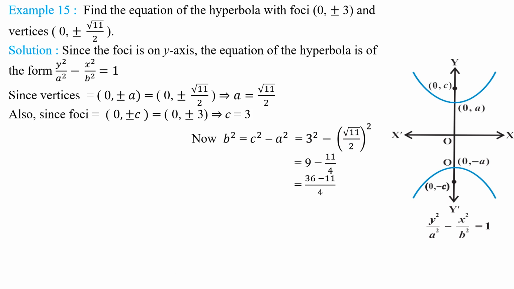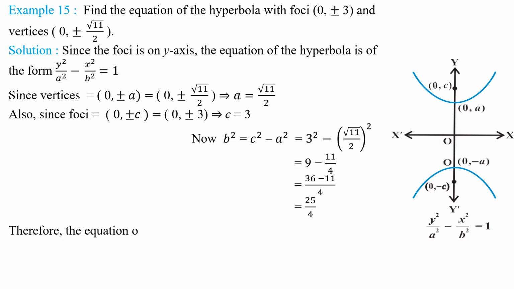That is equal to 36 minus 11 by 4, by taking the LCM of the denominators. The numerator is 4 9s are 36 minus 11, over 4. Understood this step, my children? That is equal to 25 by 4. By simplifying the numerator, 36 minus 11, what will you get? 25 by 4. We write the denominator as it is. This is the value of b square. b square is equal to 25 by 4.